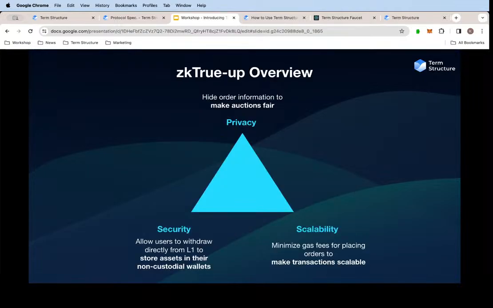Yeah, so I believe most of you have probably heard of the blockchain trilemma. Simply put, it refers to the problem that it is impossible to achieve security, decentralization, and scalability in a single blockchain network without compromising on one of the three features. But zk-True-up can tackle this elegantly.